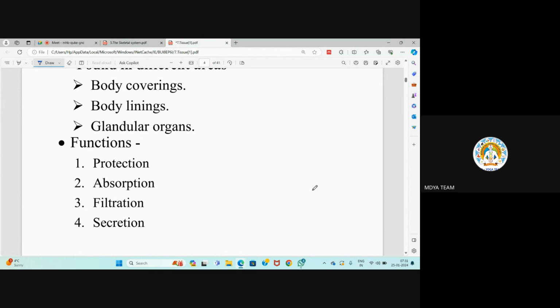Okay, it means when two tissues are meeting, or like body cavities, a line is being seen. When there is a cavity, that cavity has an outer layer. Let me draw, then you will understand.